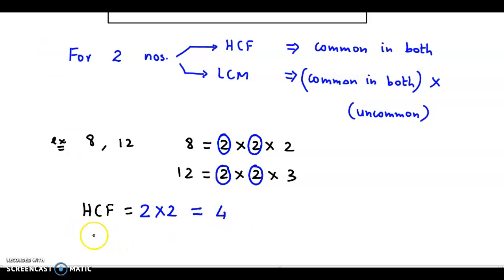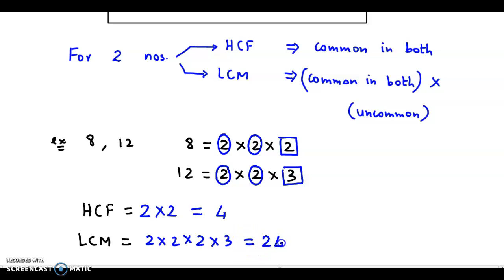Next we write the LCM. Now LCM is common in both into the uncommon factors. We've already written common in both. Common in both are 2 and 2, right? So 2 into 2, and the uncommon factors are here 2 and here 3, so into 2 into 3. So 4 into 6, that's 24, so the LCM is 24.